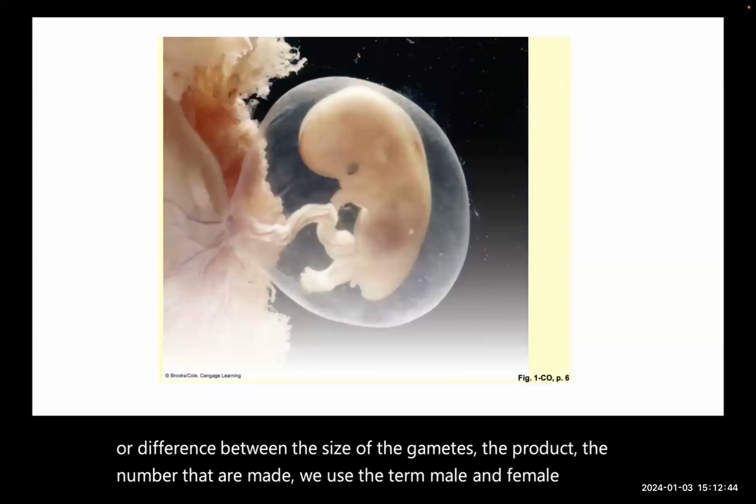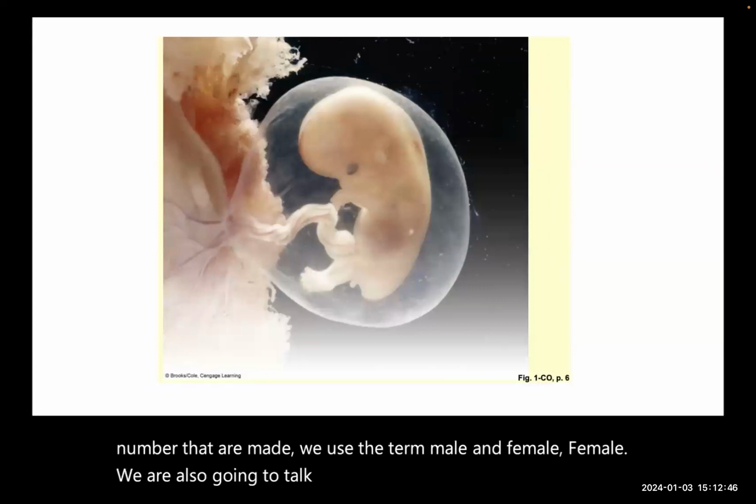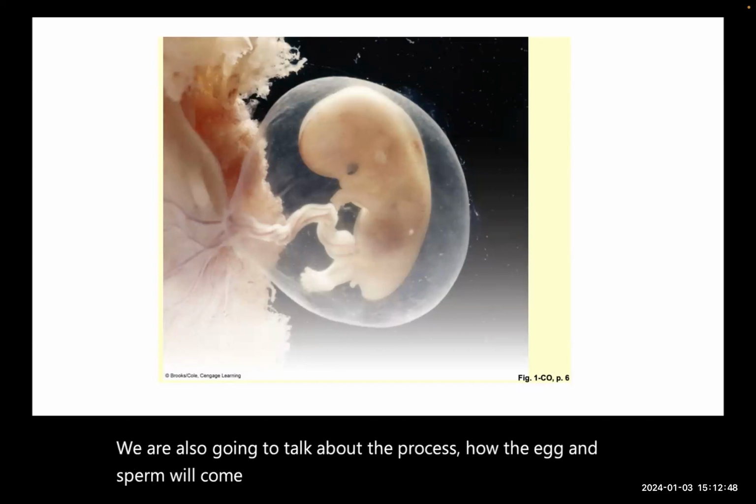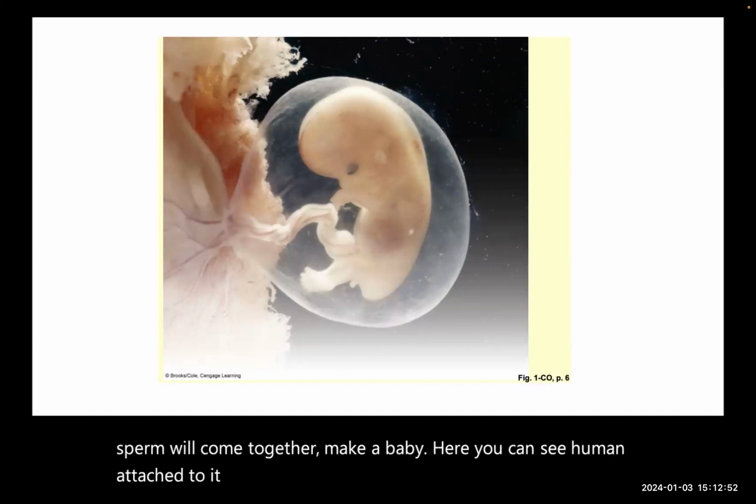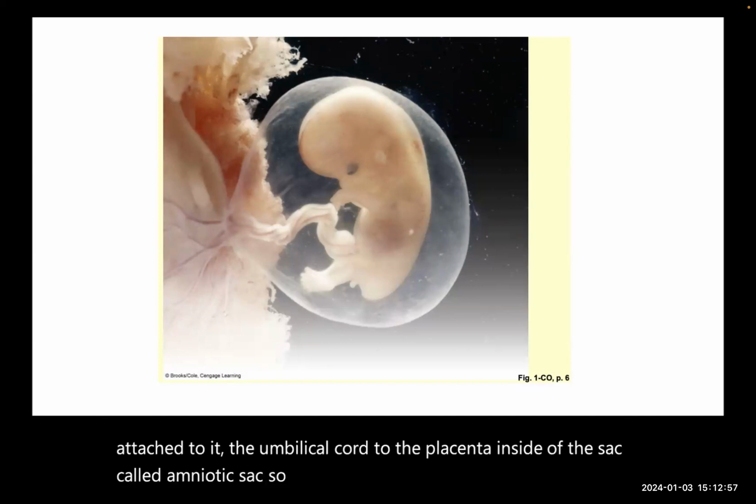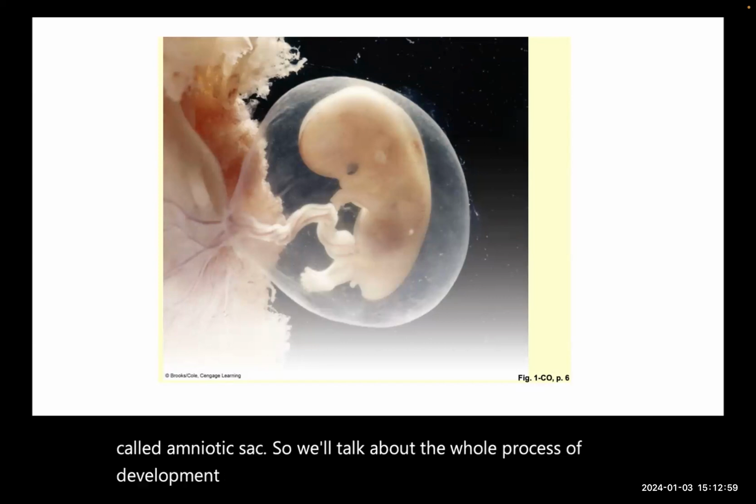We're also going to talk about the process of how the egg and sperm come together and make a baby. Here you can see a human attached by the umbilical cord to the placenta inside the sac called the amniotic sac. We'll talk about the whole process of development during semester 2, and that'll be a place for us to stop this video, and I will continue in the next video.